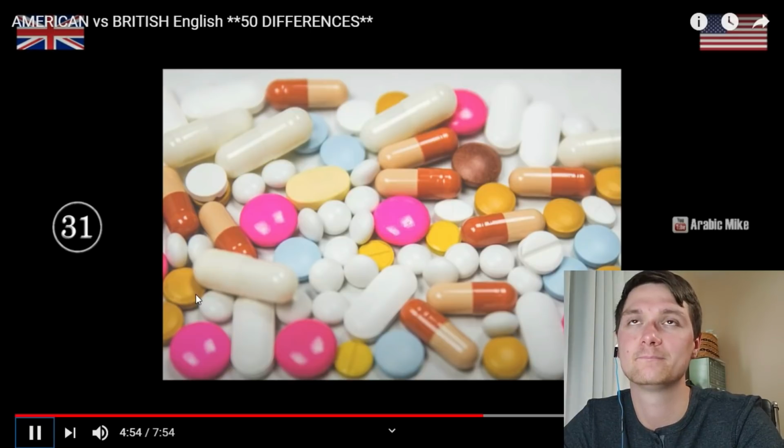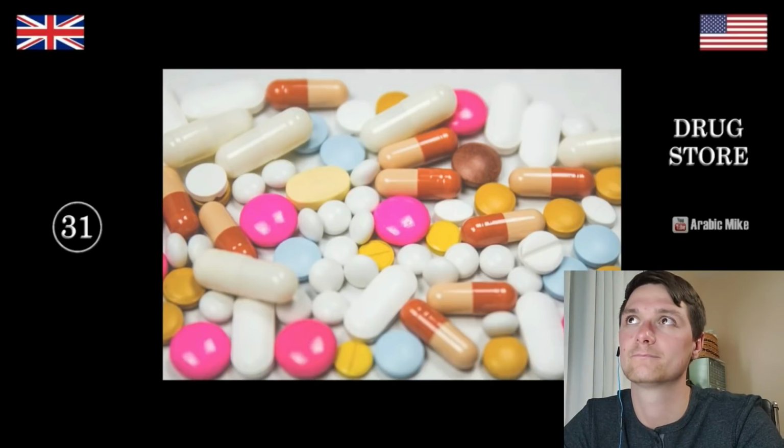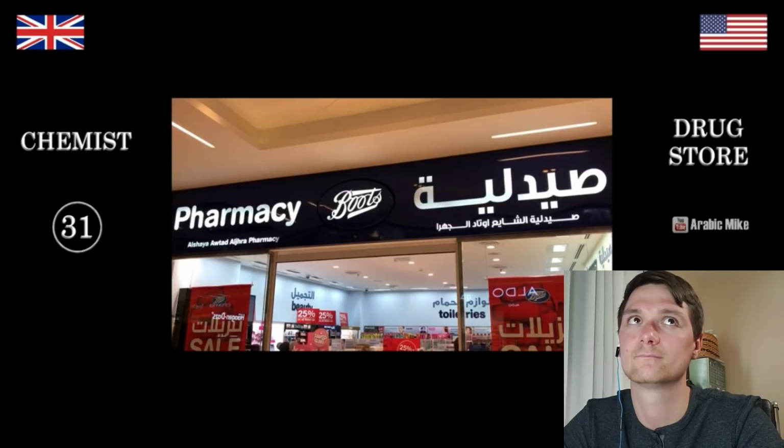Place to buy these things. A drugstore. Drugstore. We don't have drugstores. We have pharmacies or chemists. For example, Boots is a chemist, or Saydaliya in Arabic.